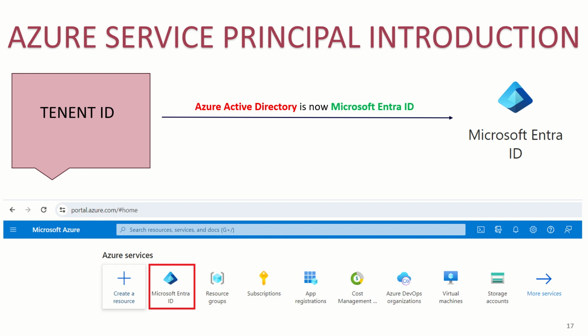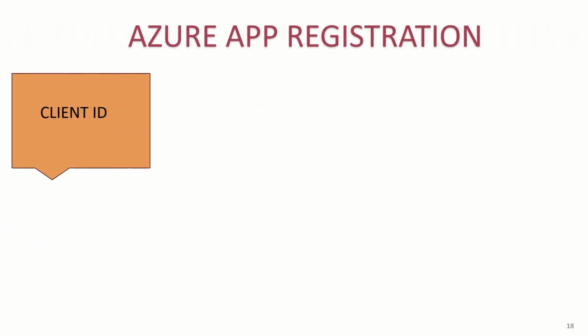So now the subscription ID is with you and the tenant ID is with you, but the third and fourth things, the client ID and client secret, are not with you. The client ID can be treated as a username, and the client secret can be considered as a password. So these we have to create on Azure Cloud. How can we create them? Firstly, we need to do Azure app registration.